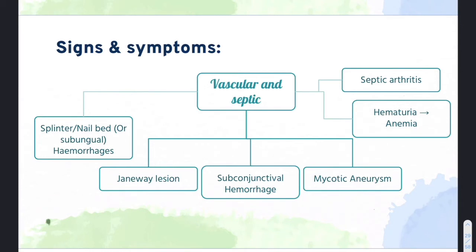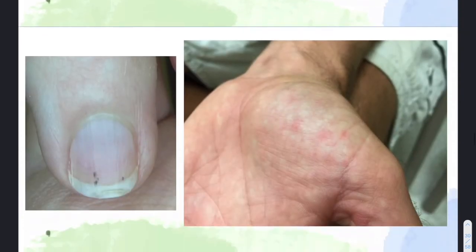And we have subconjunctival hemorrhage, mycotic aneurysm, which is an infection of the vessel wall, hematuria leading to anemia, and septic arthritis. You could see here splinter hemorrhage and here Janeway lesions. So Osler nodes are painful; Janeway lesions are not painful or non-tender.